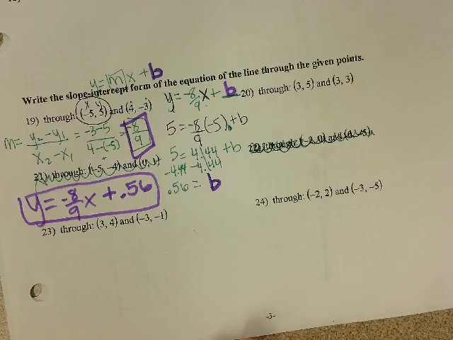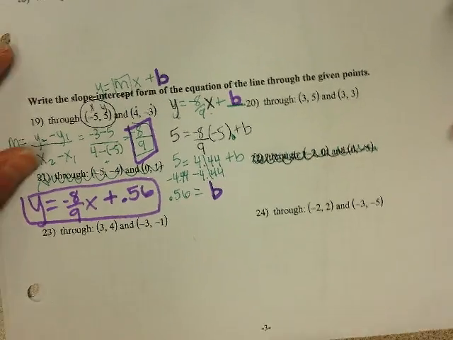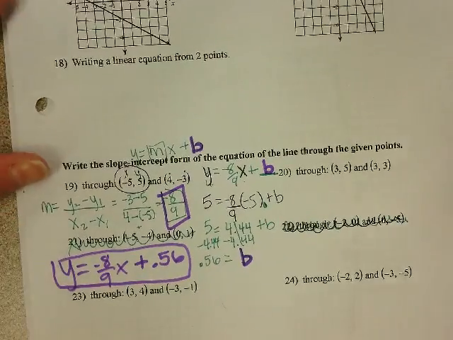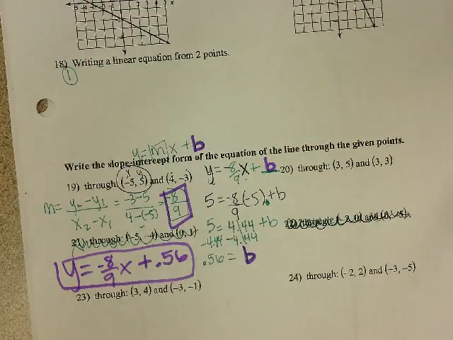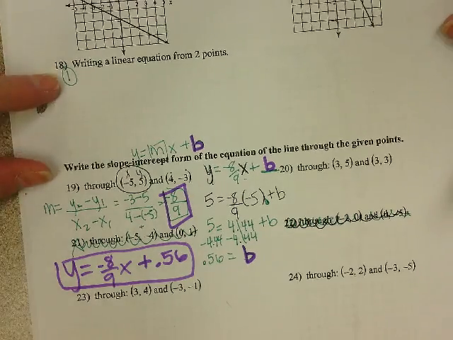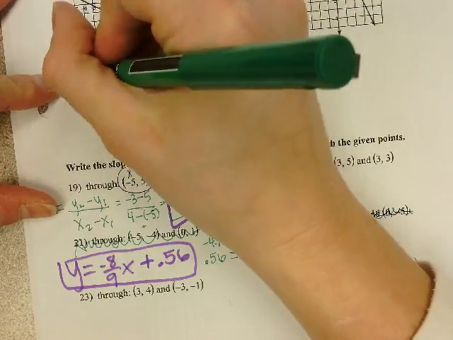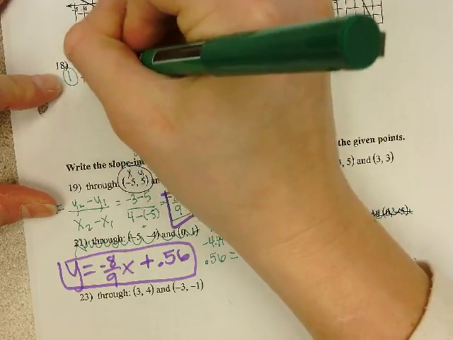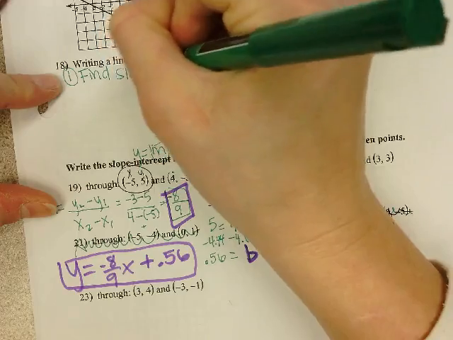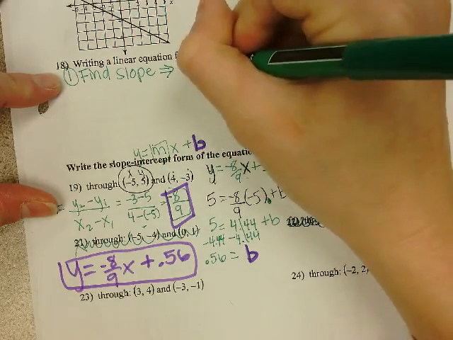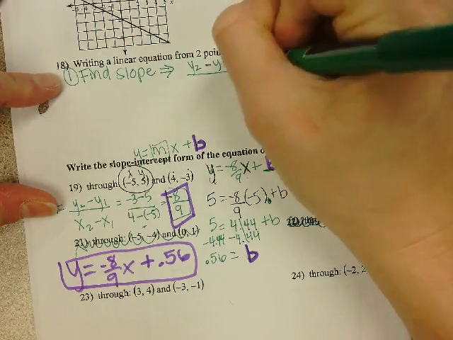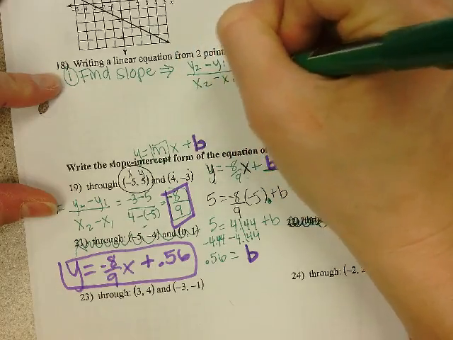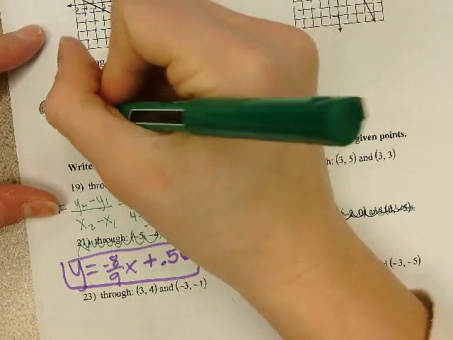All right, so that's a lot of steps, right? So let's write down those steps. What did we do first? Y2 minus y1 over x2 minus x1. Perfect. So we found the slope. So find slope, using the slope formula, y2 minus y1 over x2 minus x1. All right, what did we do next?